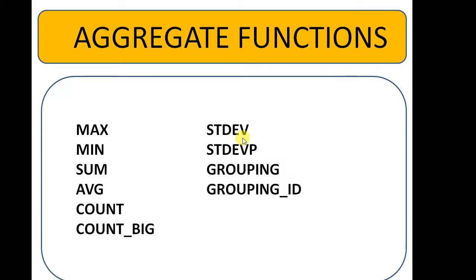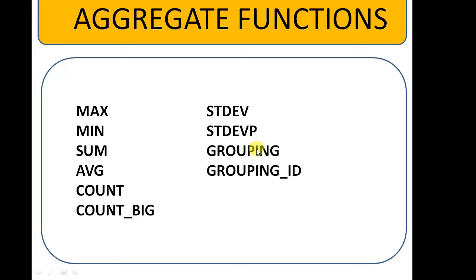Standard deviation finds the standard deviation of the given column, and standard deviation population gives the population standard deviation. Grouping is used to check whether a column is grouped or not, and its return type is tiny integer, 0 or 1. Grouping ID interprets the number of the grouping column. So let us check this with the simplest example.